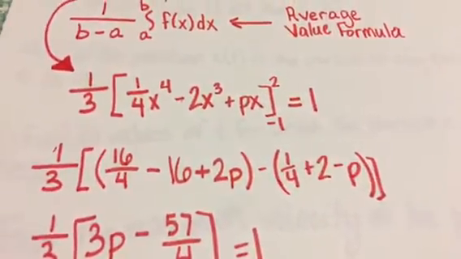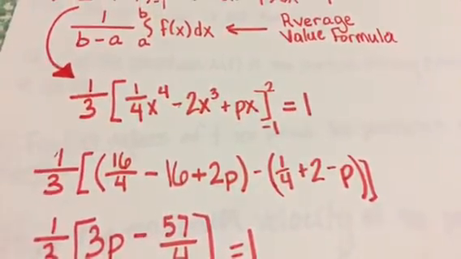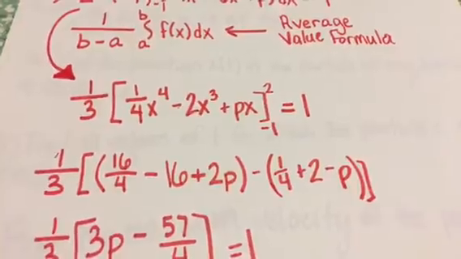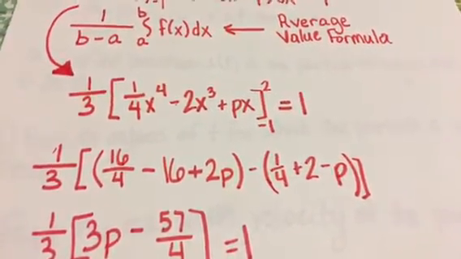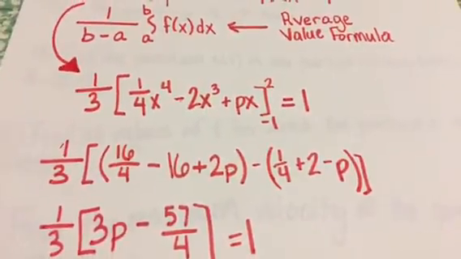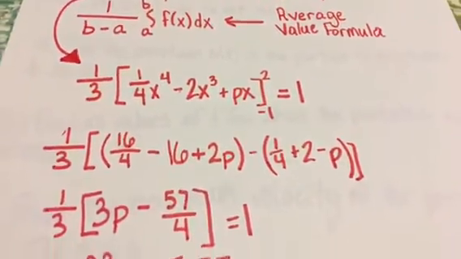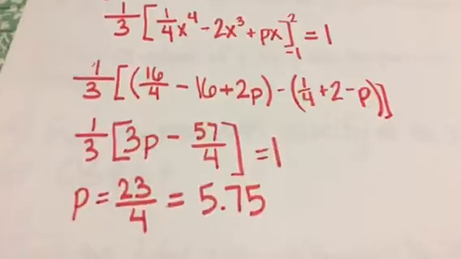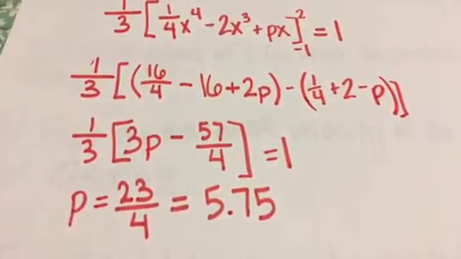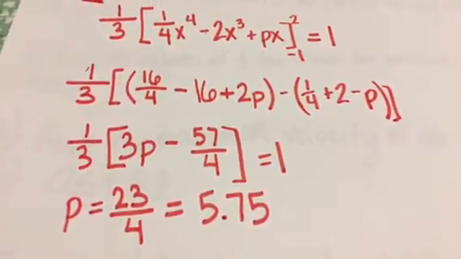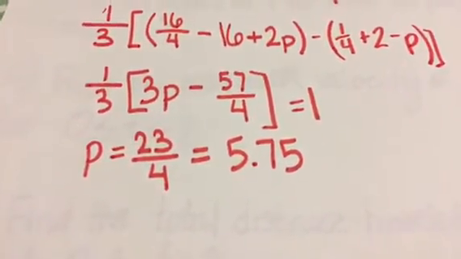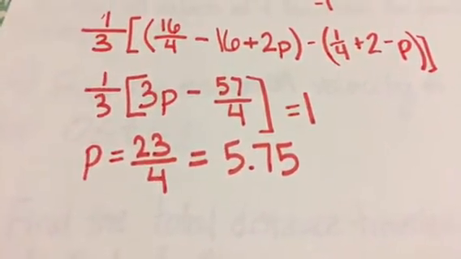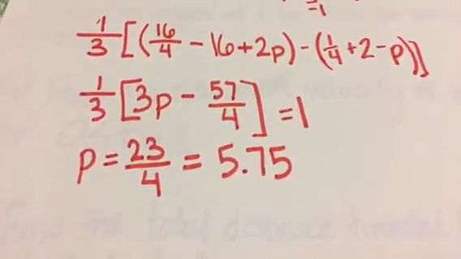So simplify it and plug in the -1 and 2. You have 1/3 times 16 over 4, which is 4, minus 16 plus 2p minus 1/4 plus 2 minus p. And this is also getting equal to 1. One more time simplified. 1/3 times 3p minus 57/4 equal to 1. And last step, p equals 23 over 4, which is 5.75, and that gives you your average value.